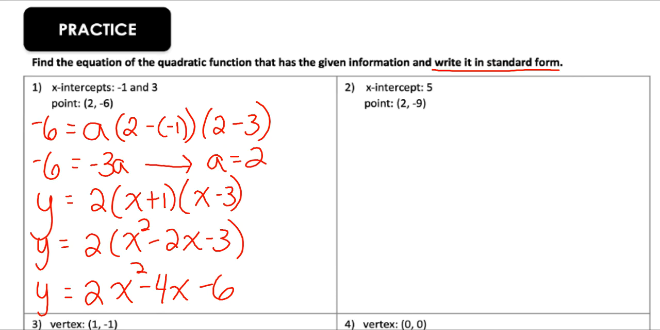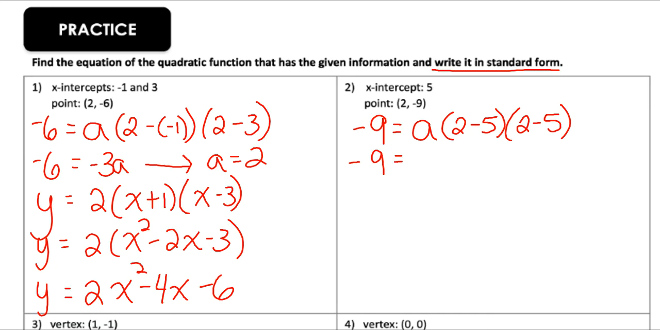Now, number 2, they're giving us the x-intercept again. This one only has one solution, so that means that 5 is going to be my only x-intercept. So when I plug these points into intercept form, I'm going to have a y value of -5, an x value of 2, and then I'm going to subtract 5, and my second factor is going to be exactly the same. So when I simplify those, I get that -9 equals 9a, so my a value is -1.